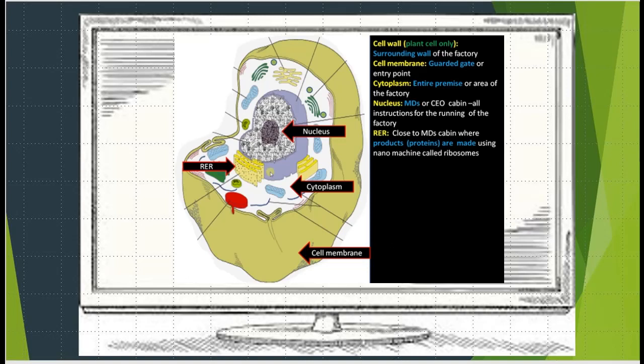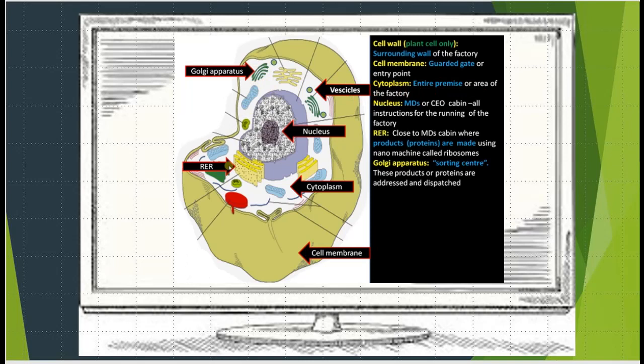Further modification also takes place in RER. Next comes the Golgi apparatus. Golgi apparatus is a sorting center of the cell. Once the products are made, they should be dispatched to the correct locations. The addressing process takes place in the Golgi apparatus.